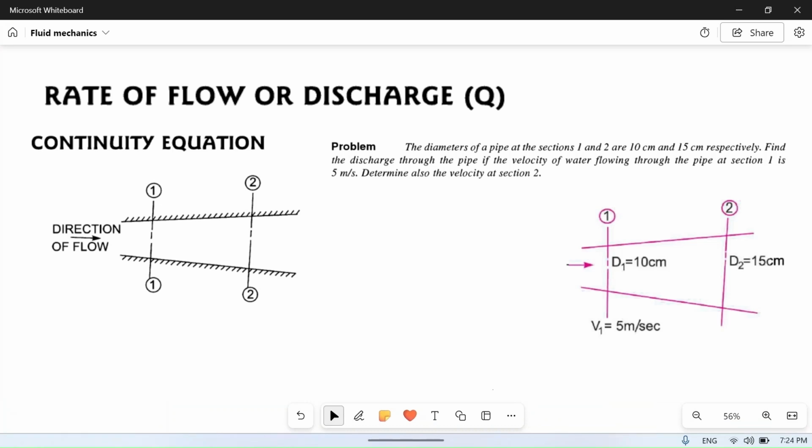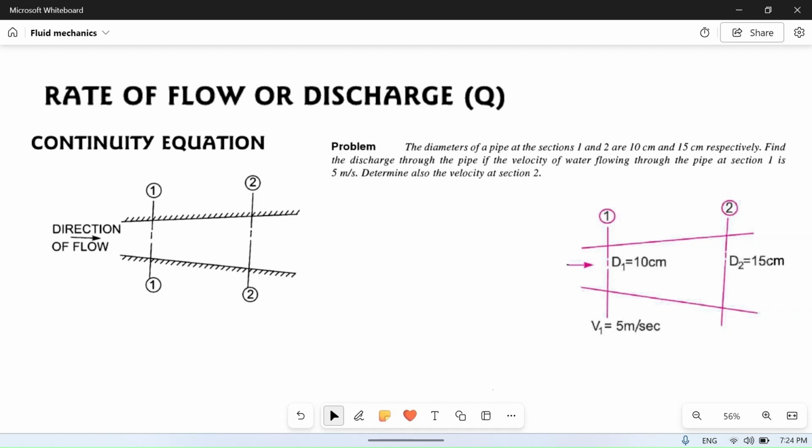In this video we will continue with our fluid kinematics videos, and in this video we will study about rate of flow or discharge Q, and then continuity equation, and then we will solve a numerical problem which is based on the continuity equation.